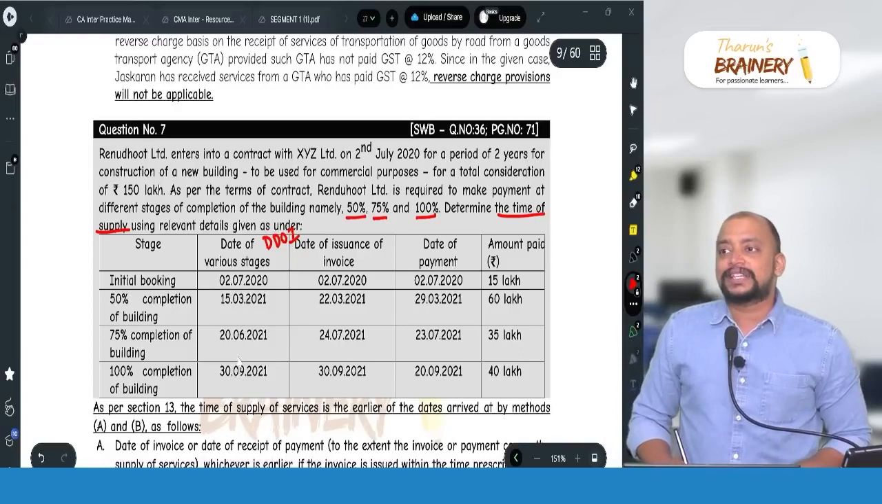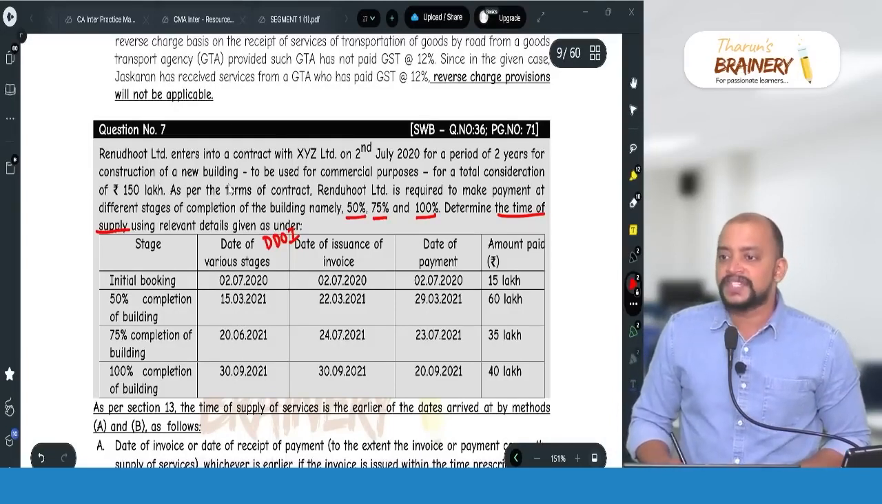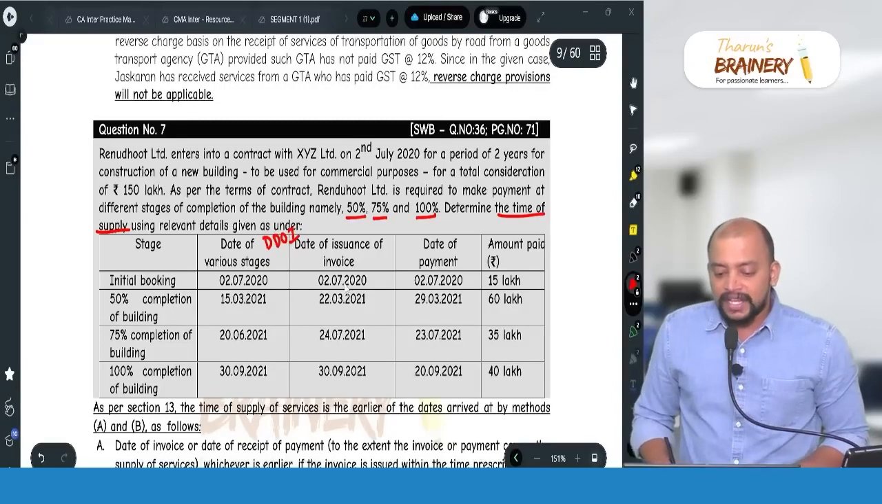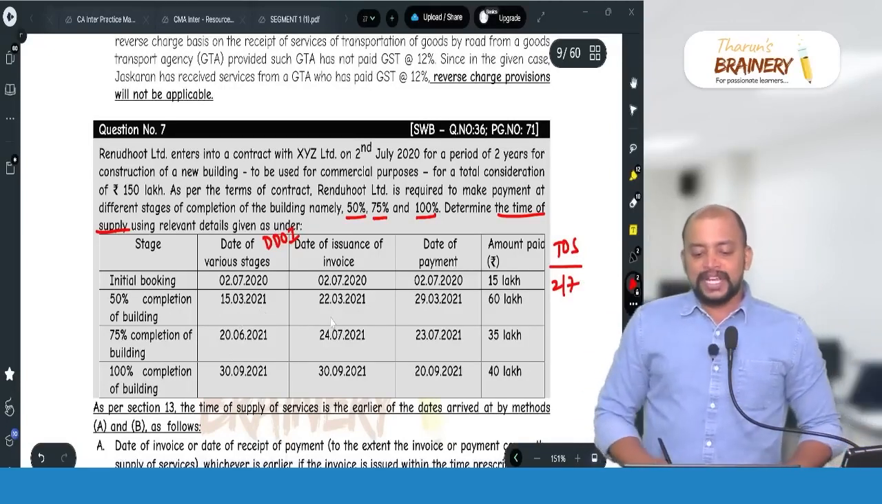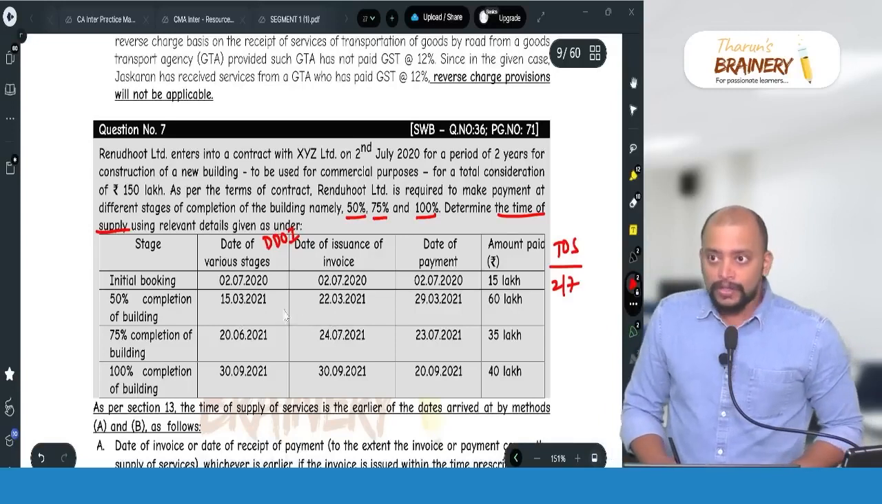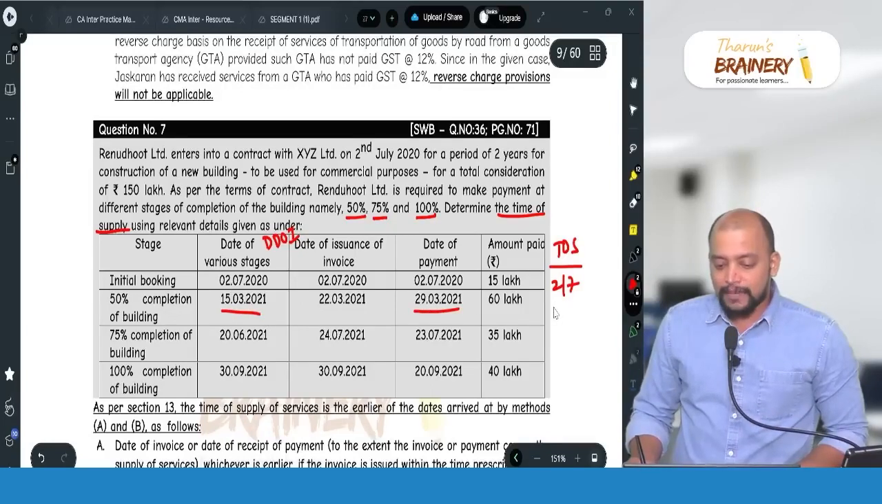Then as per section 13 subsection 2, this is services. Services covered under FCM. So we need to see whether invoice is issued within the due date. First case, yes. So invoice date or payment date, whichever is earlier. So the time of supply will be 2-7. Then next, 15-3 and 22-3. Invoice issued within the due date? No. Invoice not issued within the due date. Then completion date or payment date, whichever is earlier. Completion date.